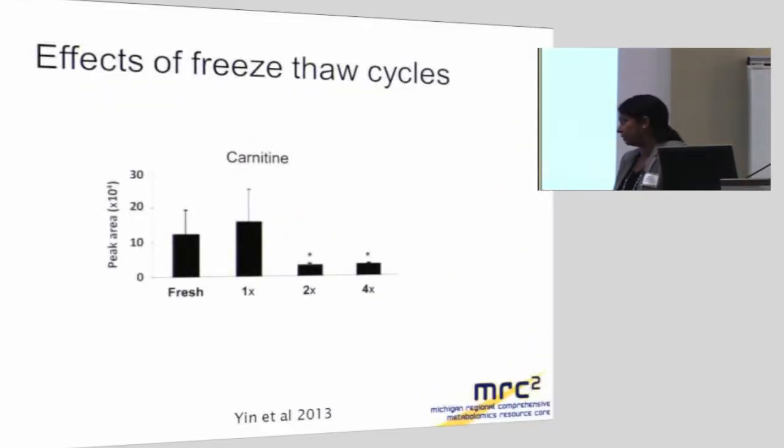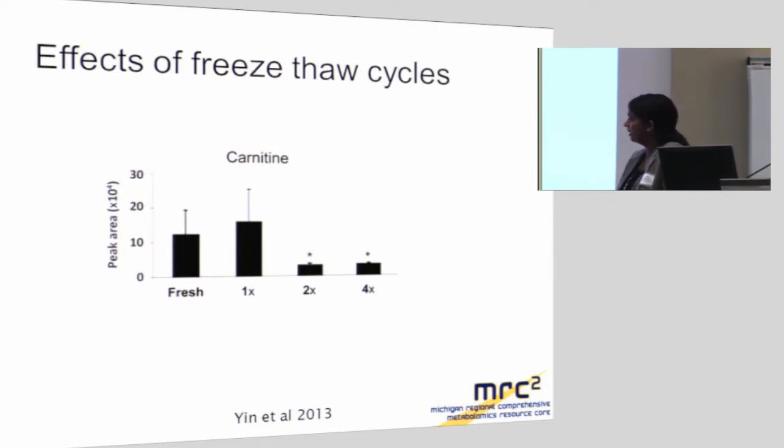This study here talks about the effects of freeze-thaw cycles. Sometimes we store samples in large volumes and we take out aliquots many times from the same sample. What does that do to our metabolic profile? This is just a measure of carnitine in one pooled plasma sample. You can see in the fresh sample, this is the level of carnitine. One freeze-thaw cycle, two freeze-thaw cycles, four freeze-thaw cycles.